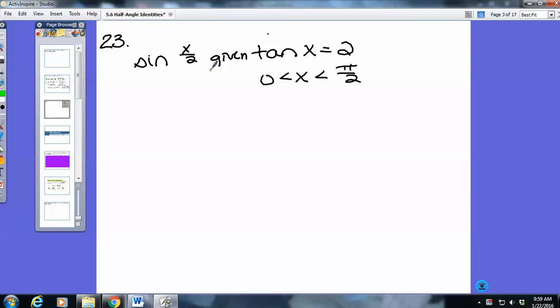All right, so we have to find sine of x over 2. So you're going to your formula sheet. X over 2, that's half of an angle. So sine of a over 2, you have a formula that says sine of x over 2 would equal plus or minus the square root of 1 minus the cosine of x all over 2.